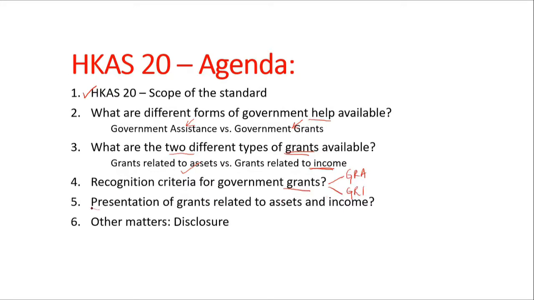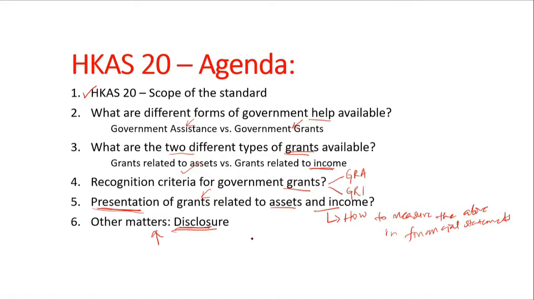And then finally, we are going to look at the presentation of these grants related to assets and income, meaning how to measure the above in financial statements. That is going to be the idea. And then of course there are disclosures as always, and you can read the disclosures by yourself. Disclosures are not that complicated.